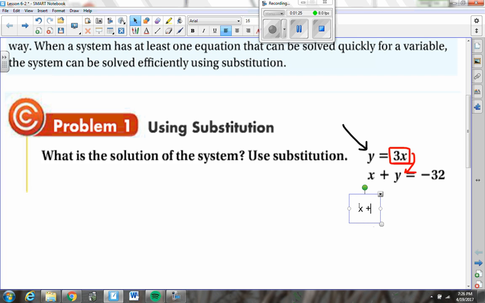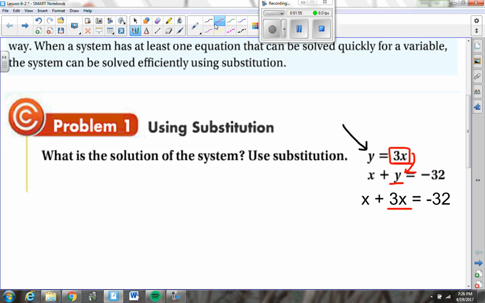It says x plus, and now instead of y, I'm going to put a 3x. That's equal to negative 32. I put a 3x because my top equation told me that's what y really is equal to. The y variable gets replaced with 3x because y and 3x are the same thing according to this top equation. Now I have x plus 3x equals negative 32.